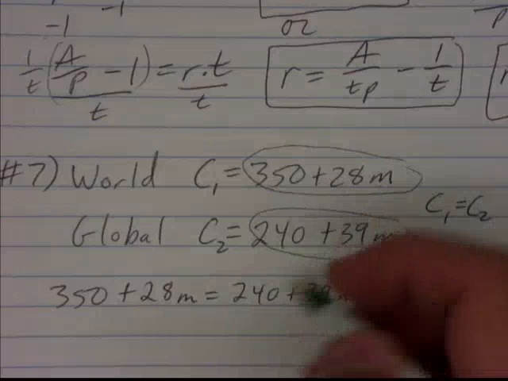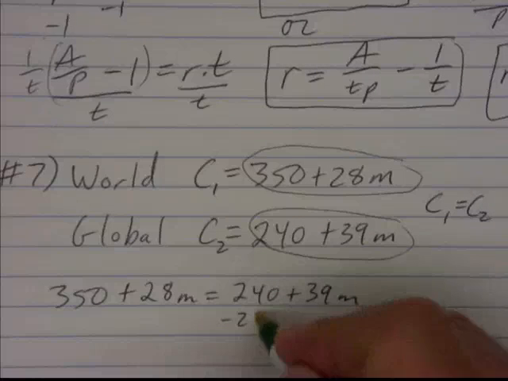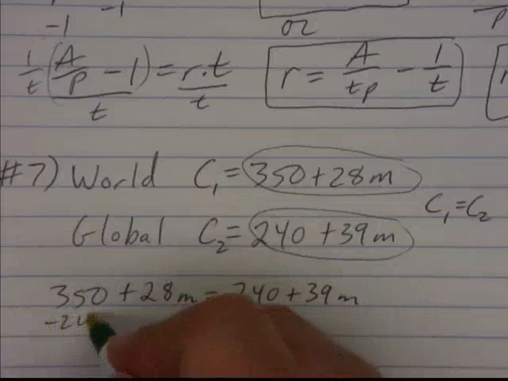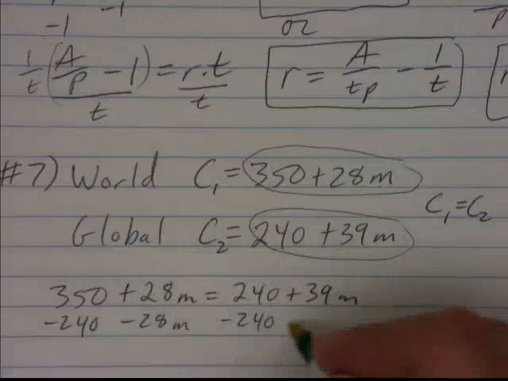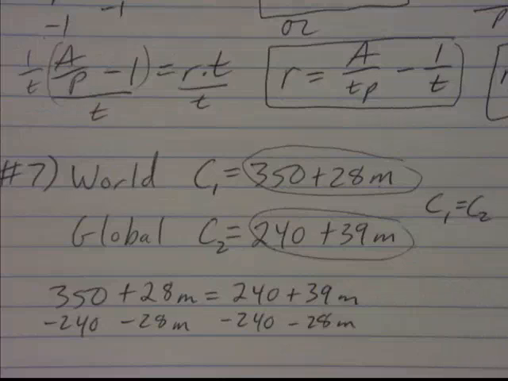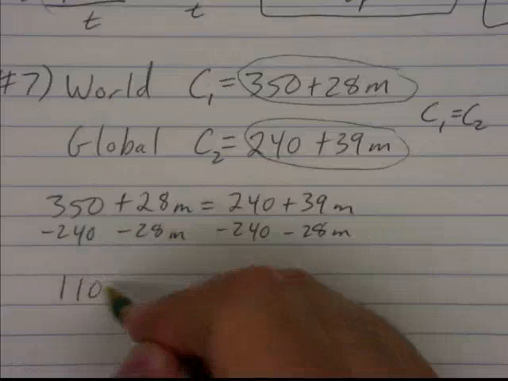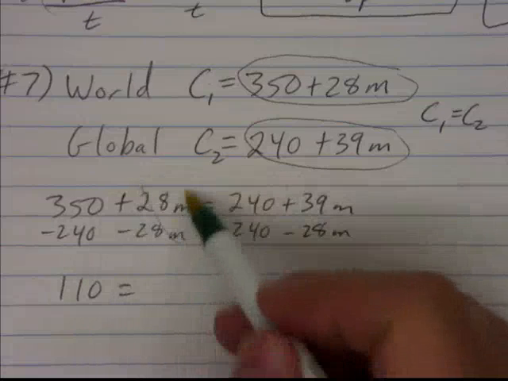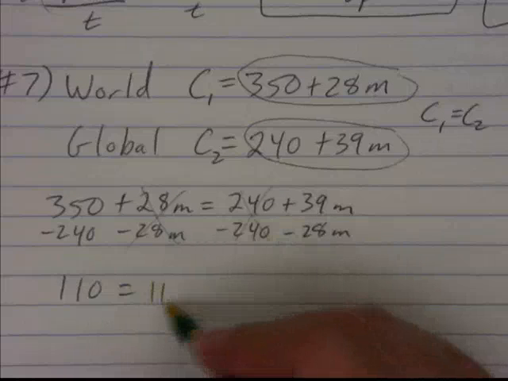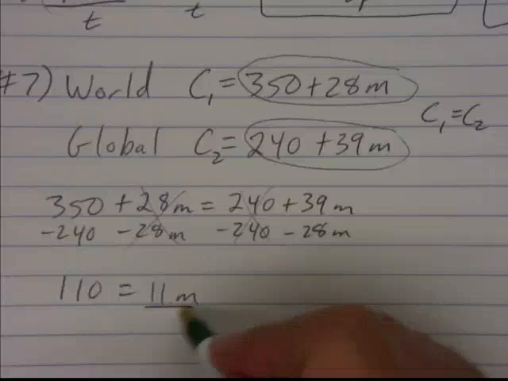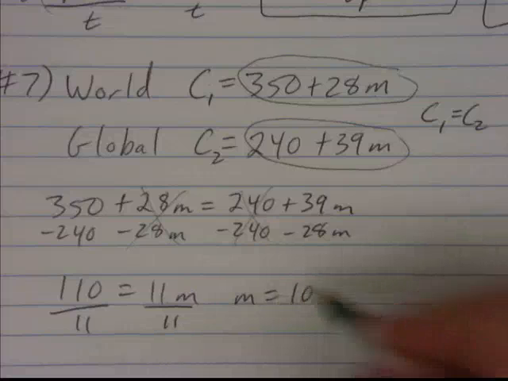I'm going to get all the m's on one side and all the numbers on the other side, so I'm going to subtract 240 from both sides. And I'm also going to subtract 28m from both sides. That's going to give me 110. These will cancel out. Those will cancel out. And I will get equals 11m. So divide both sides by 11. And I get m equals 10.